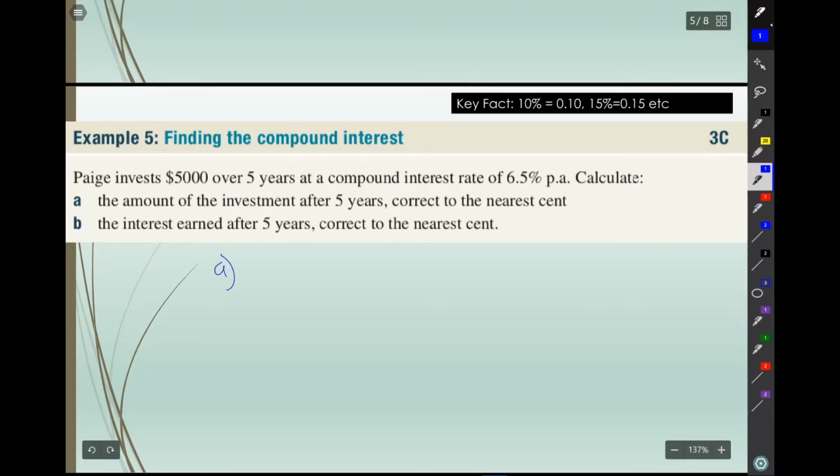Part A. Always start by writing down the formula. Can't stress that enough, especially because this formula is a little bit more complicated than the simple interest formula. Now we're going to start replacing the letters with numbers that we know from the question. The principal is $5,000. The starting amount of money is $5,000. 1 plus the interest rate, which is 6.5%, so I'm putting it in as a decimal. If you have the percentage button, you're welcome to use it. And then the time period is not N, the time period is 5 years.